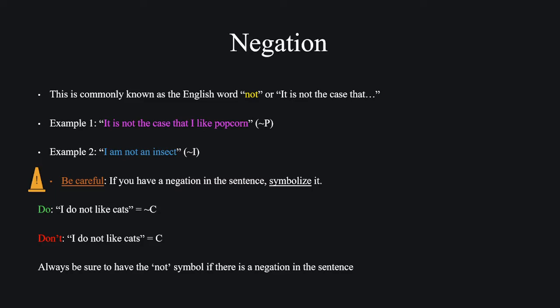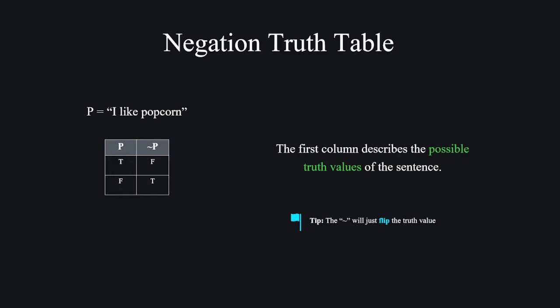I have a do and a don't as a reminder. If the sentence is "I do not like cats," it should be symbolized not C. C is the sentence "I like cats," and throwing the not in front of it means it becomes "I do not like cats." Don't say "I don't like cats" as C. That would make a negation of that sentence a double negative, and it loses the way you're supposed to say it. It's possible to do it that way, it just complicates matters and removes the point of the not. So always be sure to have the not symbol if there is a negation in the sentence.